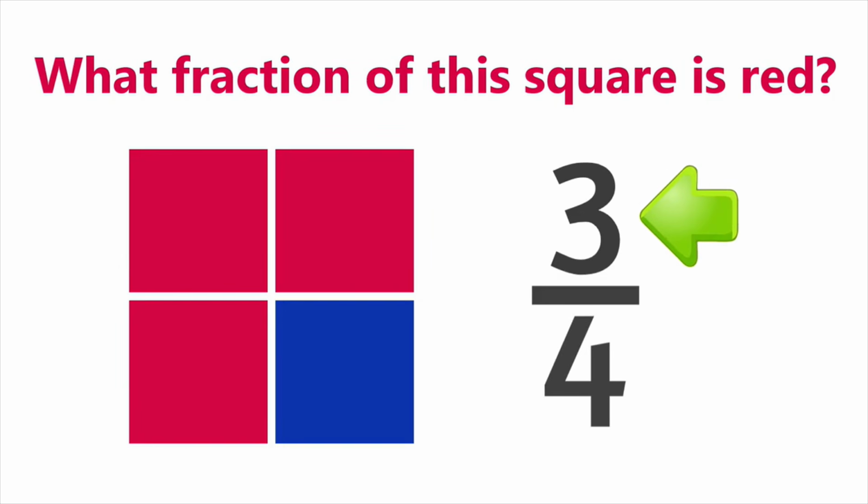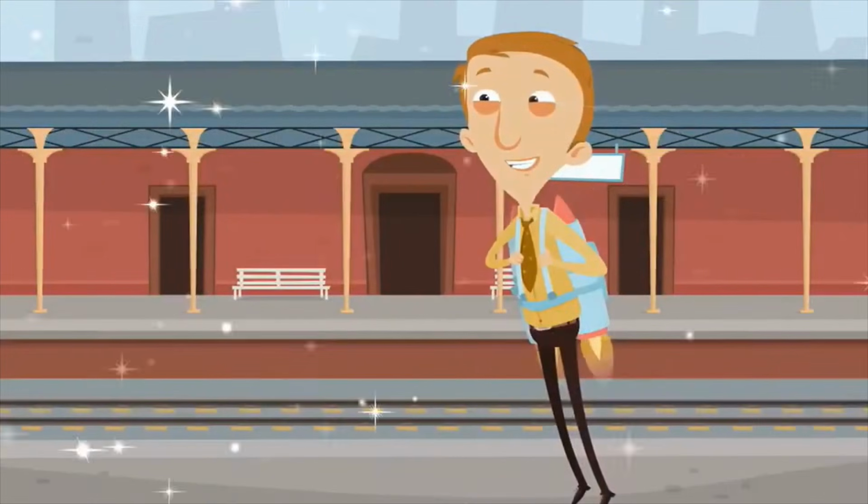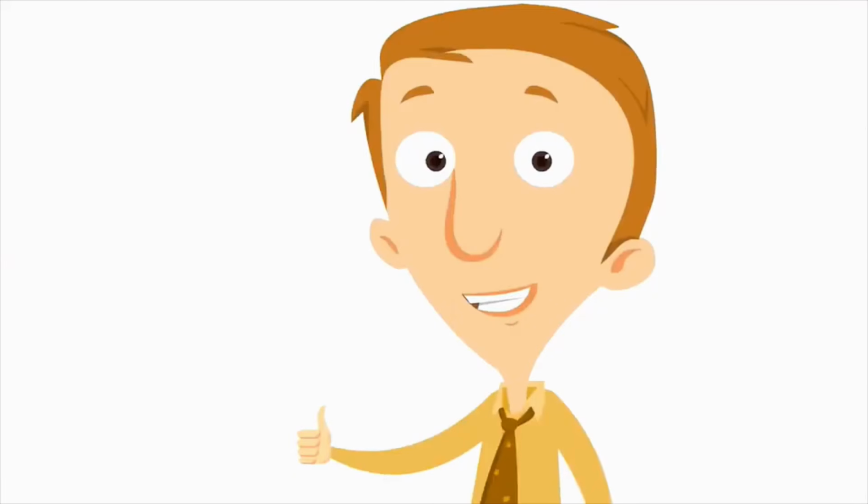Tremendous! The numerator shows us how many of the parts are red. 3 of the parts are red. The denominator shows us how many total parts the square is split into. The square is split into 4 equal parts. It's split into fourths. 3 out of 4 parts are red. That means 3/4 of the square is red. Very cool. You're getting the hang of this.